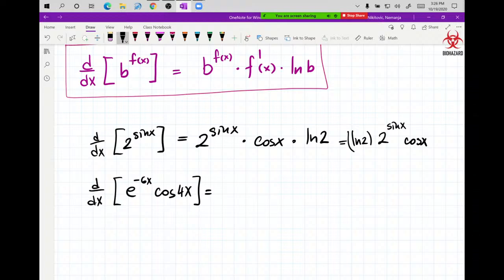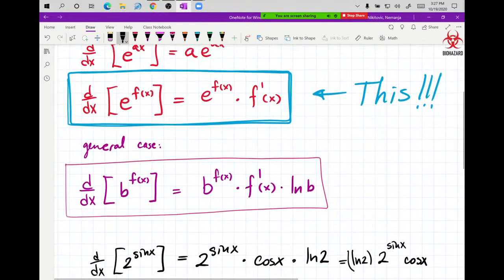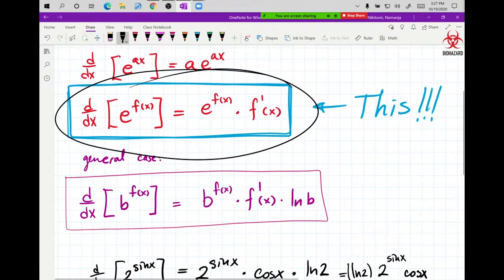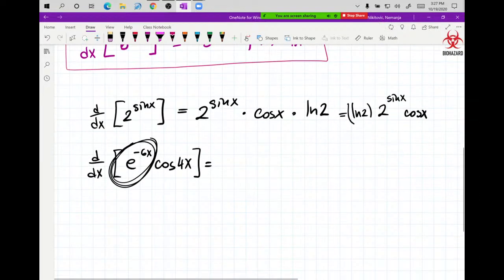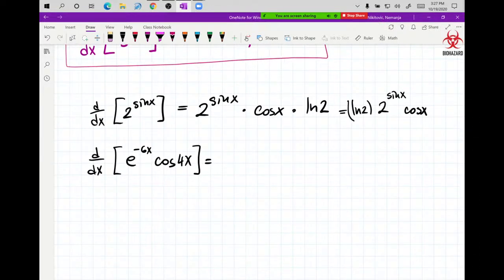So over here you see the product rule, and then you see the two chains, but the fact is that you are using this e to the negative 6x, which is the most important, right, out of all of these, is the most important one to know. So now, since this is a product rule, we copy the first.